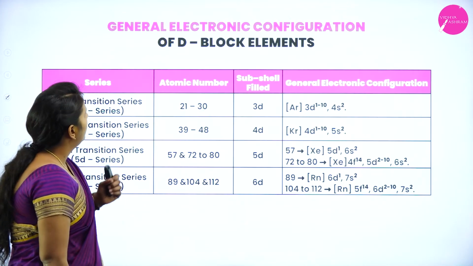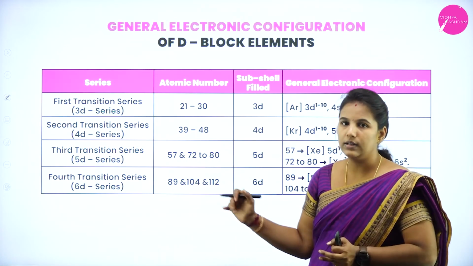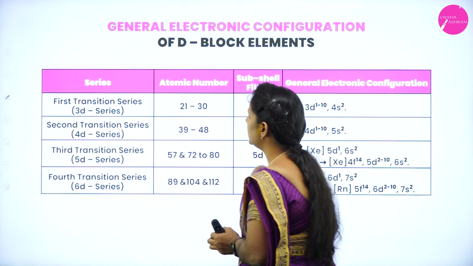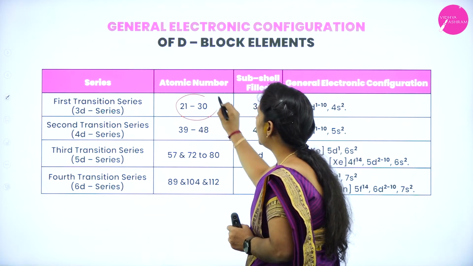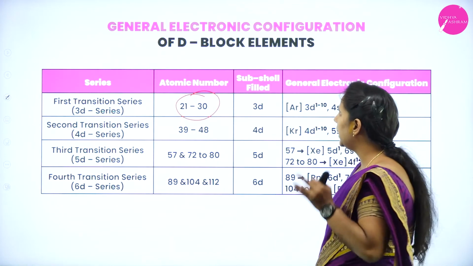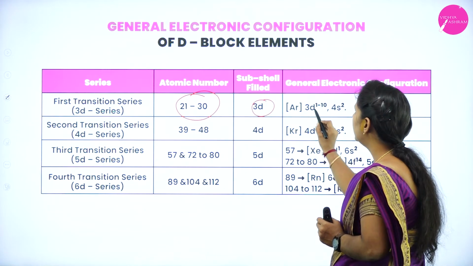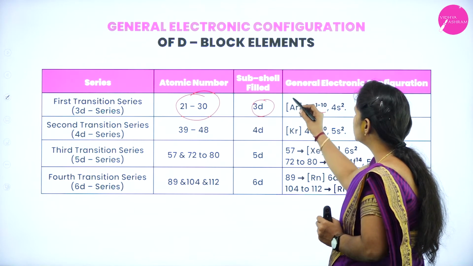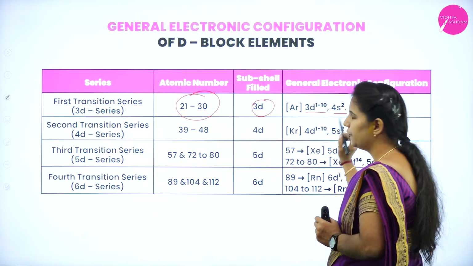Okay. Next, we'll see the general electronic configuration of the whole transition series. I'll go with the first transition series, that is the 3d series, which has atomic numbers from 21 to 30 and has subshells of 3d, and you can see that the last 10 electrons will go to the 3d orbital. So the general electronic configuration is argon 3d 1 to 10, 4s2.